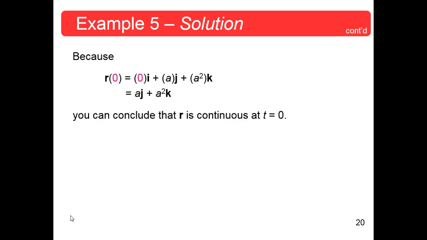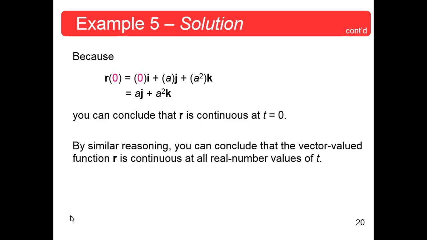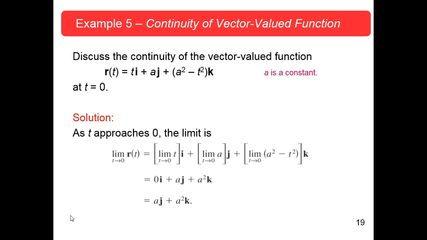All right, because r of 0 is defined, you can conclude that r is continuous at t equals 0. There's no problems there. For any value a, everything's defined. By similar reasoning, you can conclude that the vector value function r is continuous at all real values of t.